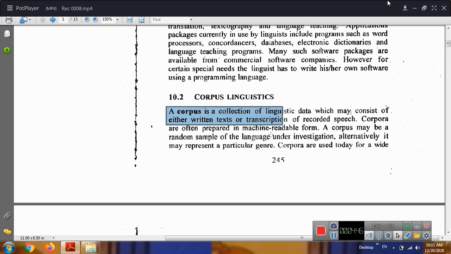Corpora are often prepared in machine readable form. A corpus may be a random sample of a language under investigation. We have many types of corpus. One can be a random sample of a language under investigation. Alternatively, it may represent a particular genre.